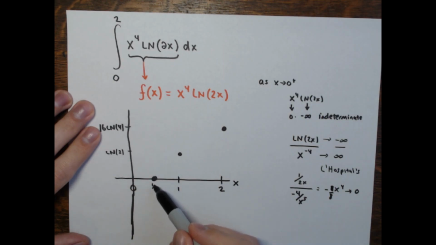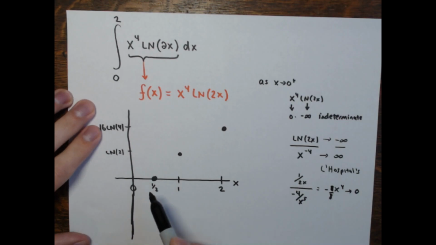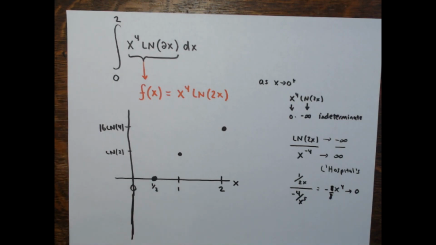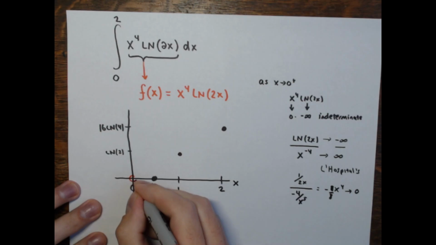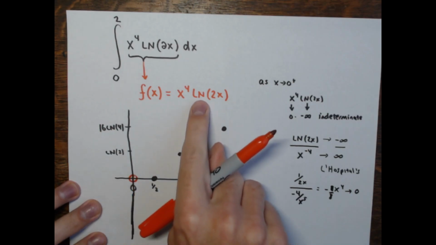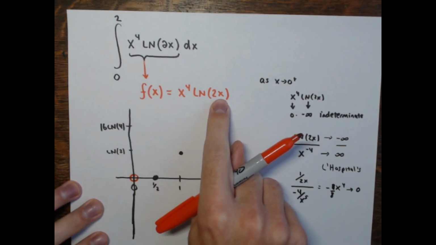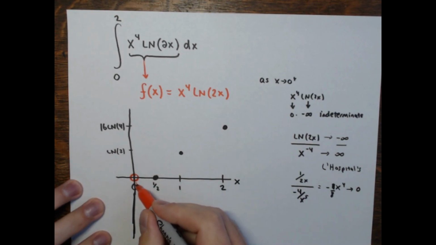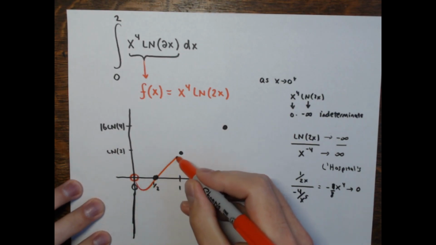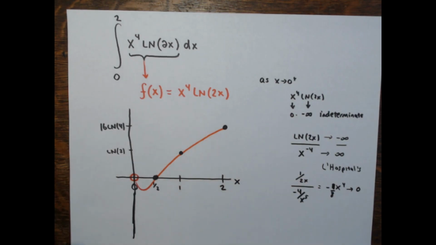So what's going to happen here is, for values between 1/2 and 0, we're going to approach the origin, right? But it's not going to be there, though, because you can't take the natural log of 0. That's undefined. So the graph's going to do something like this in this interval, right? And approach the origin.